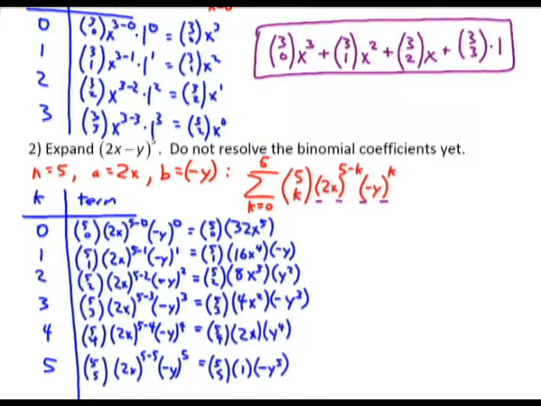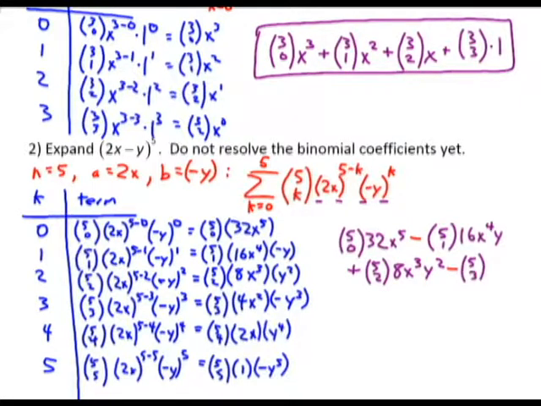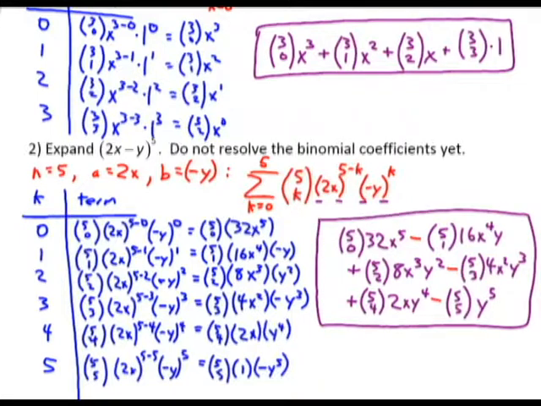Notice half our terms are going to be negative just because of the way the opposite of y raises to powers. Our final answer is going to look like this. That's a very lengthy expression, but we're raising a binomial to the fifth power. We should expect to have 6 terms.